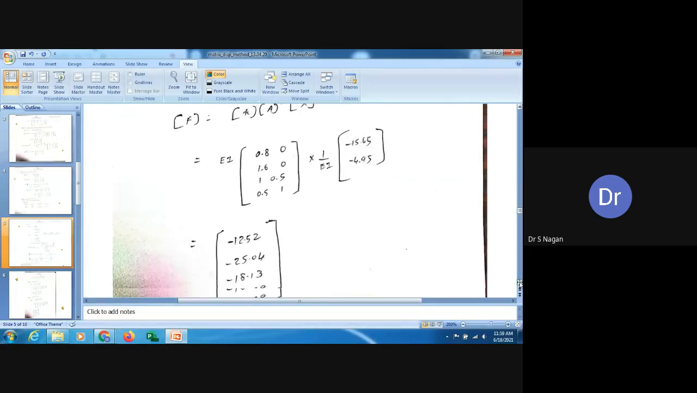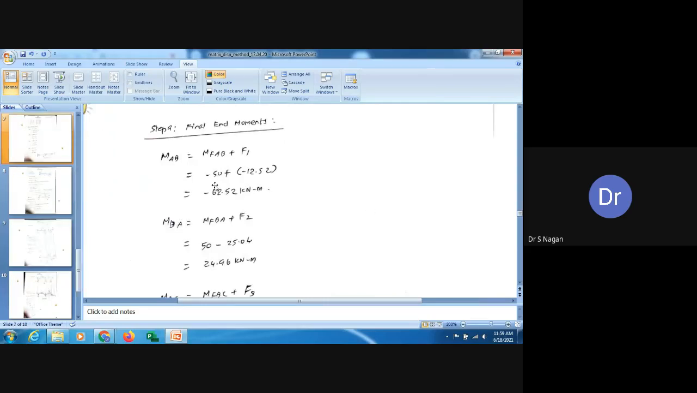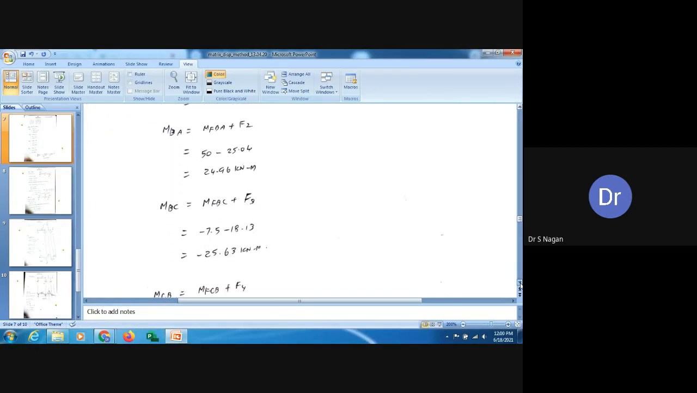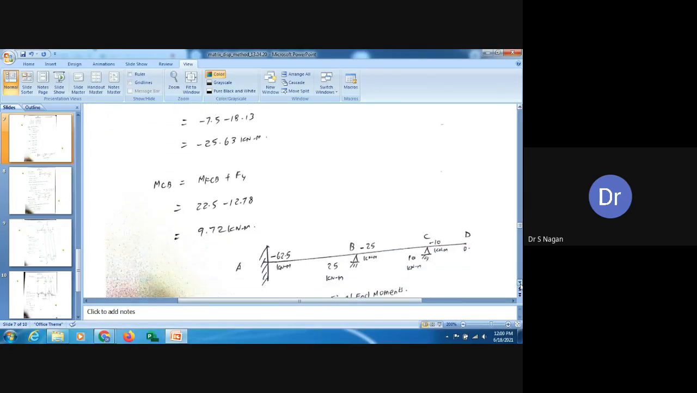So the final end moments, I'll show you. The final end moments: M AB equals M of AB plus F1, M BA equals M of BA plus F2, M BC equals M of BC plus F3, and M CB equals M of CB plus F4. And if you notice, actually I should get 10 kilonewton meter.